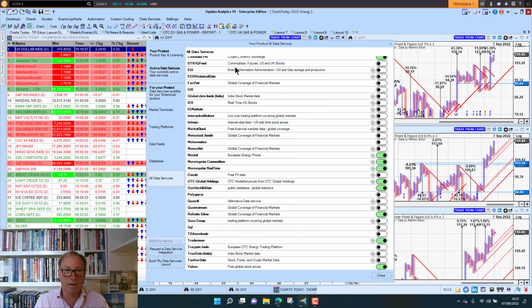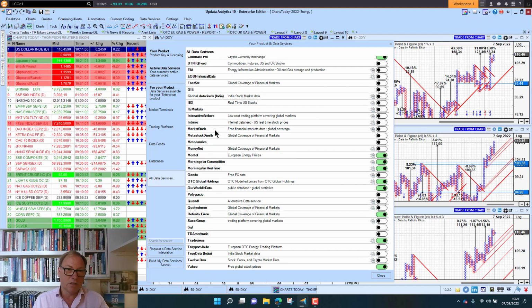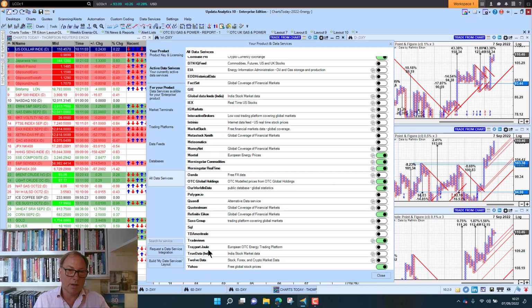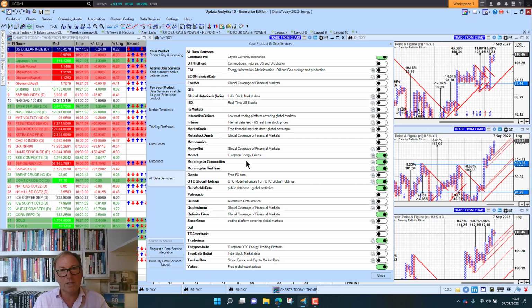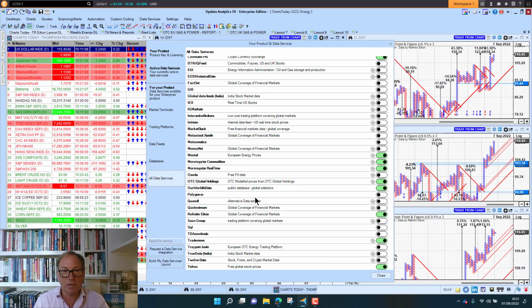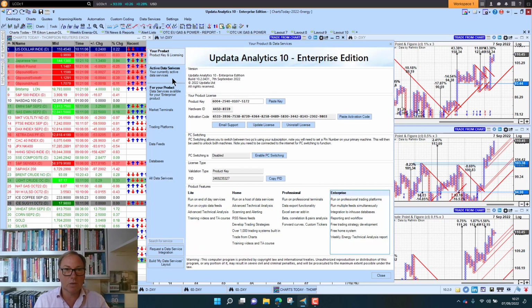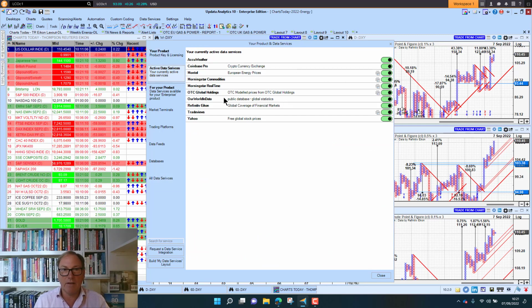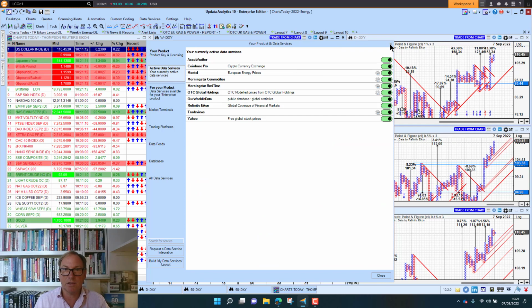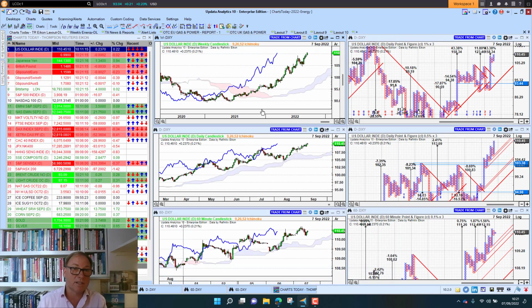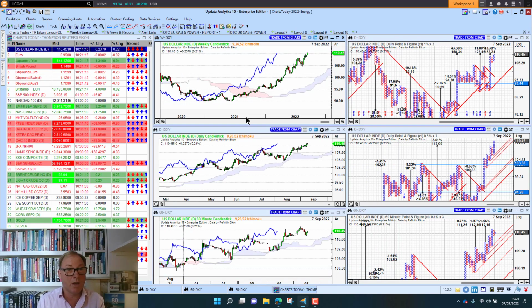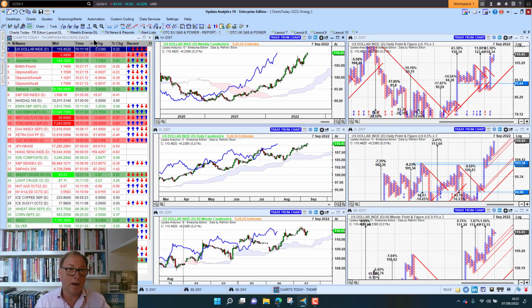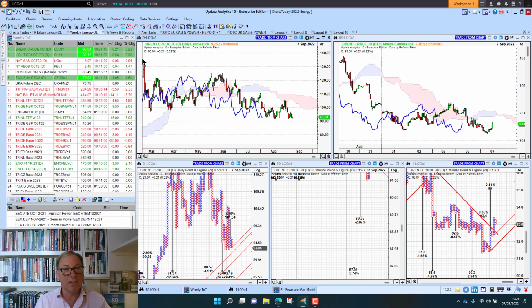So you could run Bloomberg, Refinitiv Icon, Trayport, and a whole host of other data services. The choice is yours, and these are all the data services that I have activated here for my system. I run multiple data services, and that's quite useful if you want to compare OTC and other markets. Then I look at my energy screen.